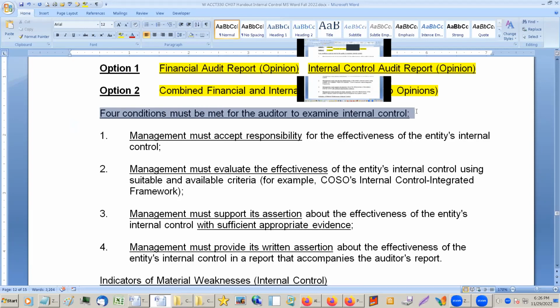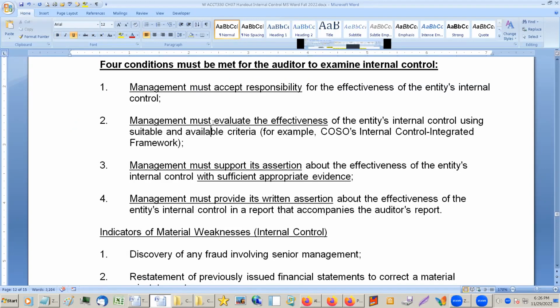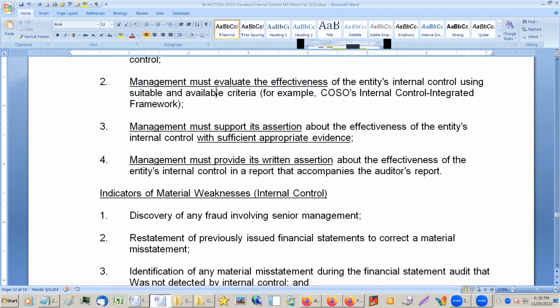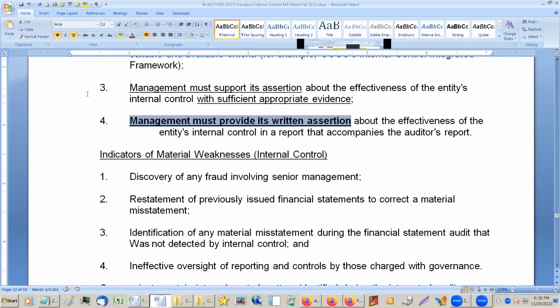So there are four things that must be met for the internal control. Management accepts responsibility. Management must evaluate the effectiveness of the internal control. They must support their assertions with the evidence they had. And management will make a written assertion about the effectiveness of the internal controls. Now, this is what the auditors audit.